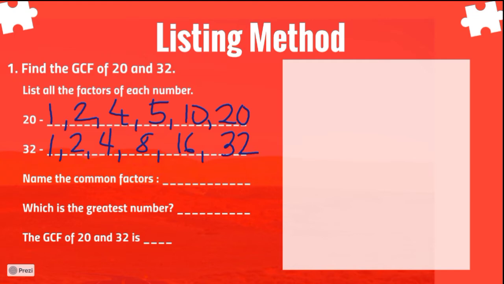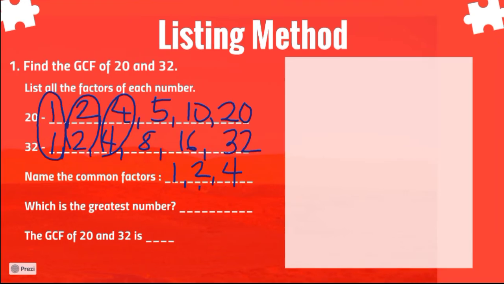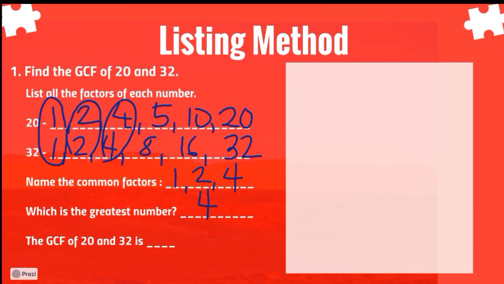So next step, name the common factors. So among these numbers, the common factors of 20 and 32 are 1, 2, and 4. Which of these numbers is the greatest number? The greatest number is 4. So the GCF of 20 and 32 is 4.